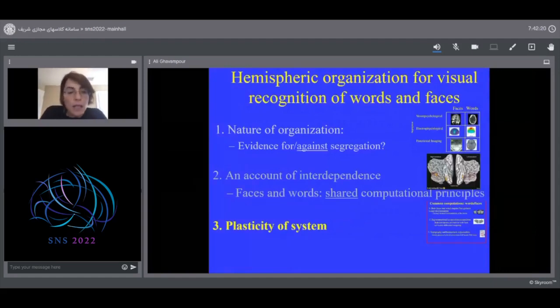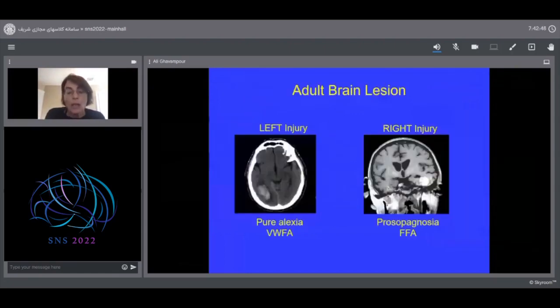So in this last part of the talk, I'm going to ask one final question, and that is: is this account of interdependence and its emergent organization in adulthood already predetermined? Is this deterministic, or is there some opportunity for plasticity in the system? And I'm going to address this plasticity by looking at children with significant brain lesions.